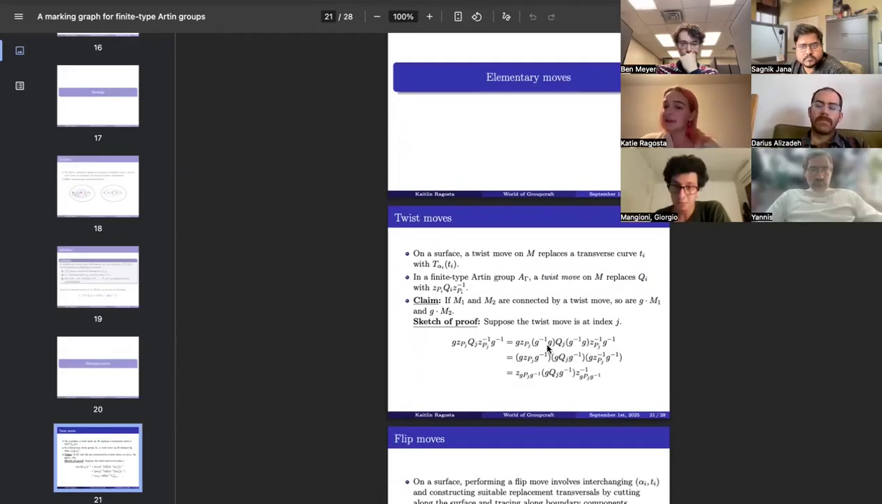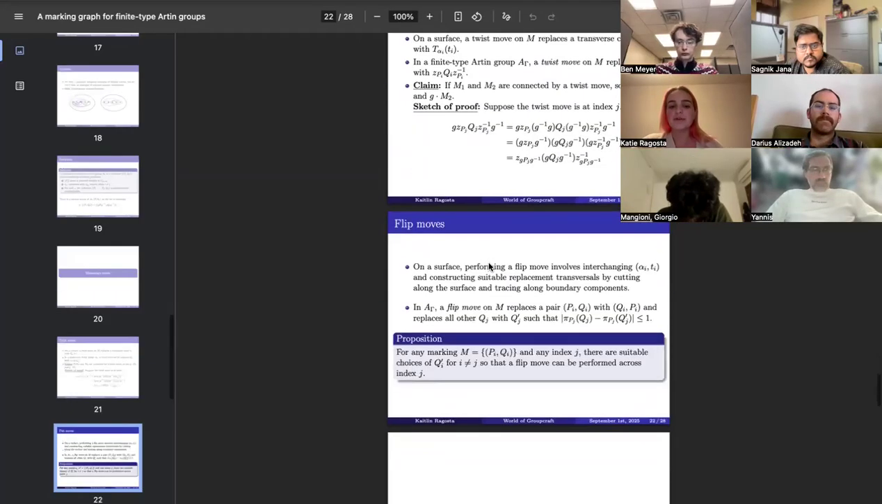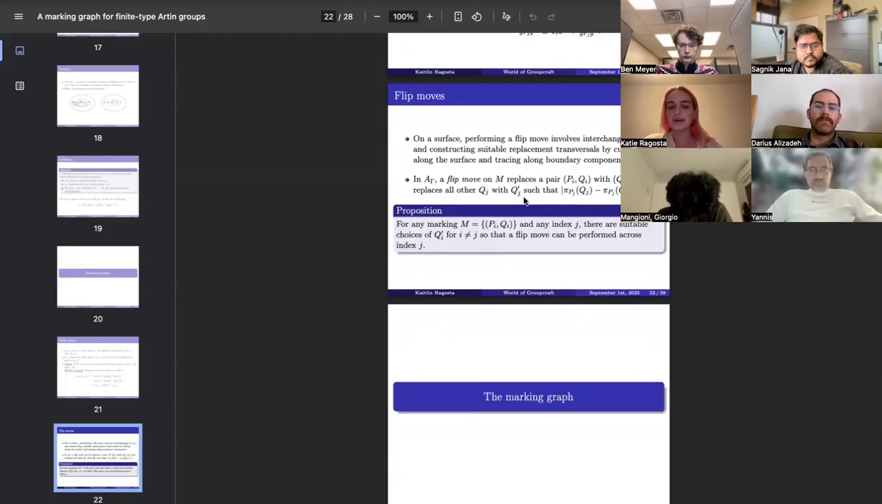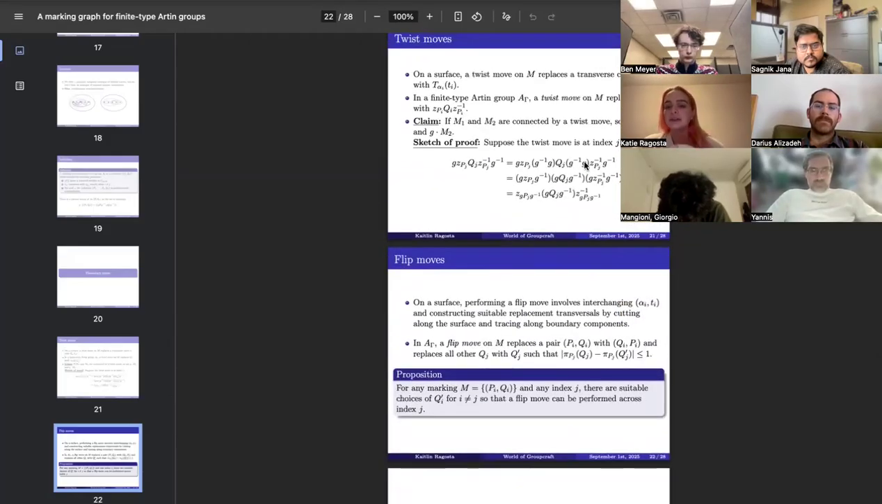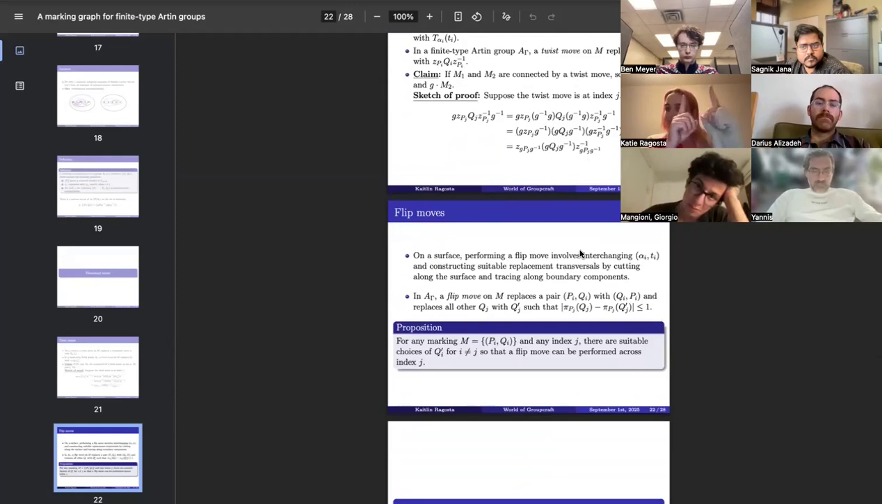But it turns out there are also natural analogs of the elementary moves for mapping class groups. There are twist moves and there are flip moves, and they're very similar spiritually to the mapping class group case. A twist move is replacing some tracking curve by the thing it's meant to keep track of, and a flip move is interchanging the roles in an ordered pair and then doing suitable replacements on all of the other tracking parabolic subgroups.